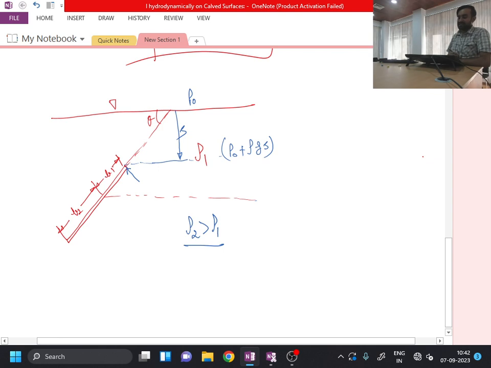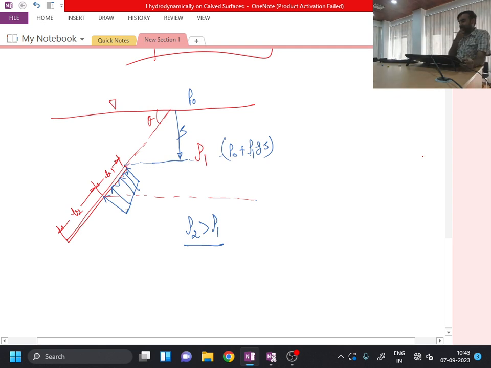Now because pressure always acts normal to the body, I am drawing the arrow to show the pressure, something like this. Up to this point I will have a distribution of pressure with an increasing trend, because whenever I move ahead, I reach deeper points. When I reach deeper points, pressure increases linearly with magnitude rho 1 g times depth. So this is my distribution of pressure up to this point.